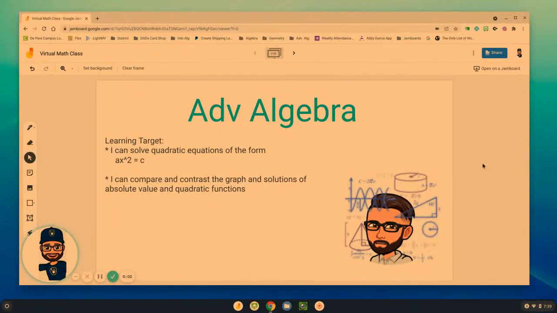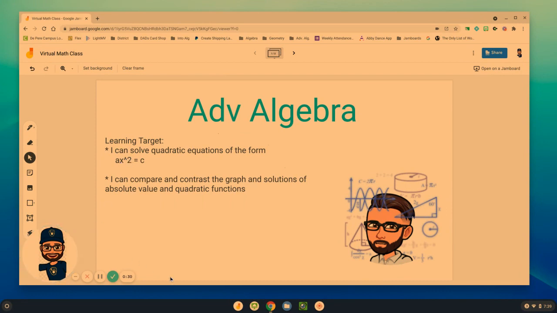Hello, advanced algebra students, and welcome back to another video lesson as we continue the exploration of solving different types of quadratic equations, including absolute value and quadratic. On Friday, we spent some time talking about how to solve the absolute value functions, whereas today's video is going to focus more on solving the quadratics, or the squared components.